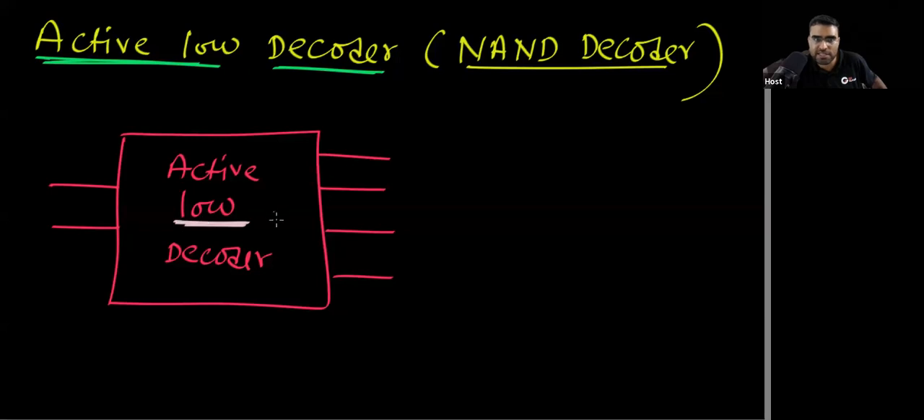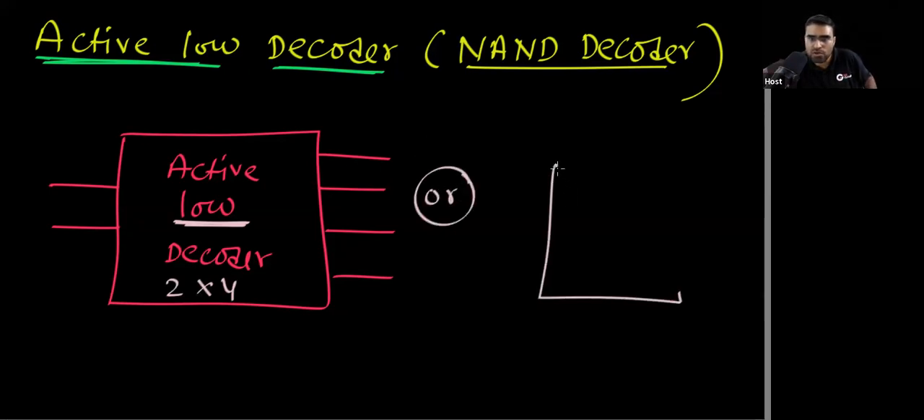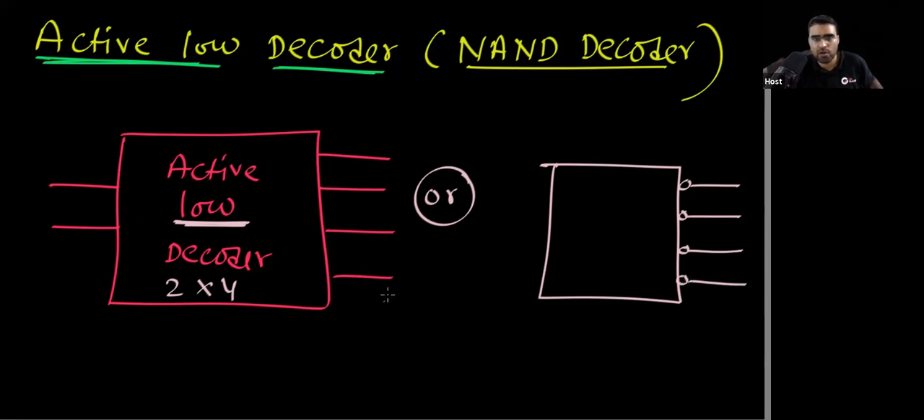You can simply say that this is an active low decoder. 2x4 decoder, active low decoder. Or you can put this bubble here. Do you remember? In digital logic, we have already seen this bubble indicates an active low decoder.